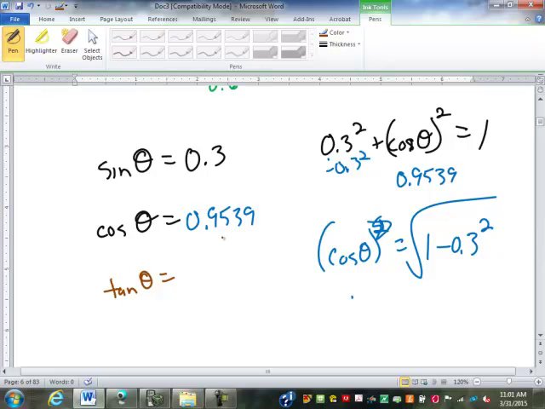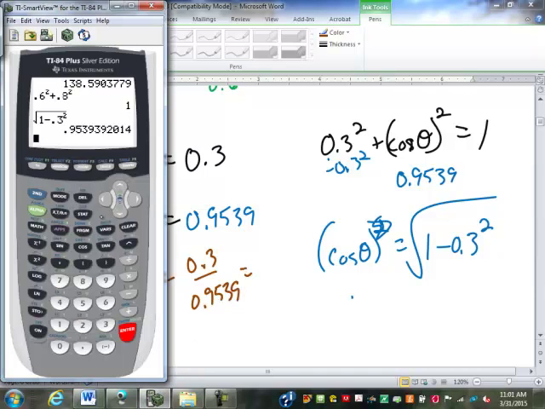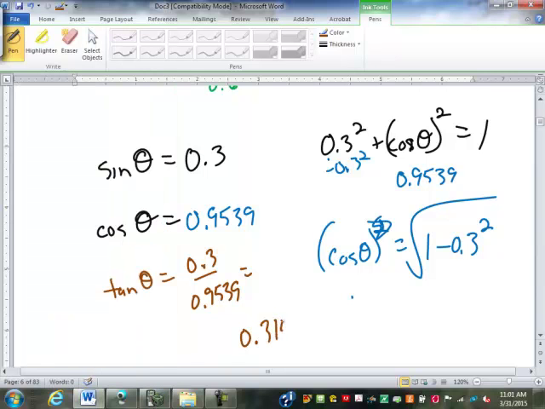Yeah, sine divided by cosine. So 0.3 divided by 0.9539 is going to give us 0.3145. And I'm going to trust from there you can find the secant, cosecant, cotangent. All that good happy stuff, right?